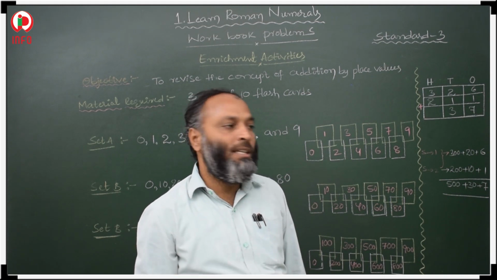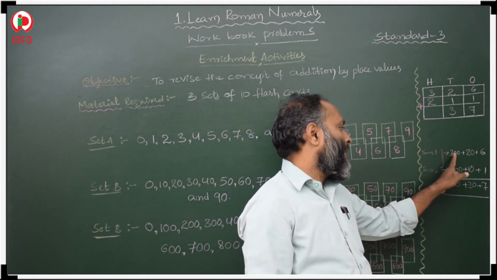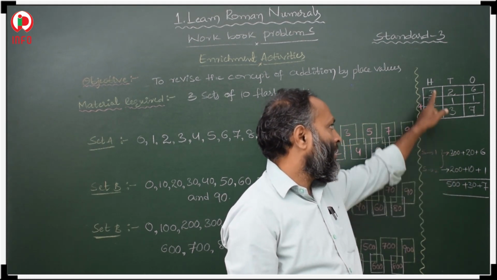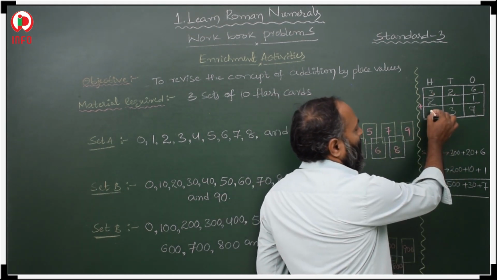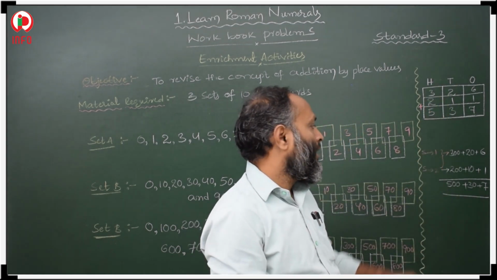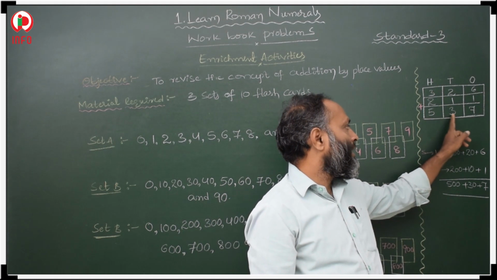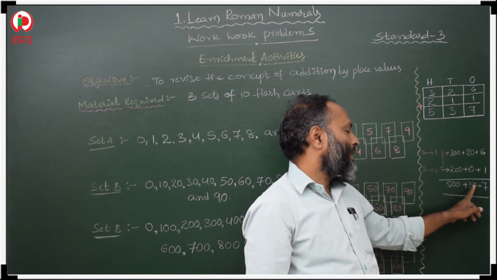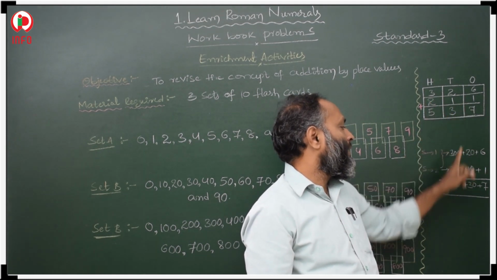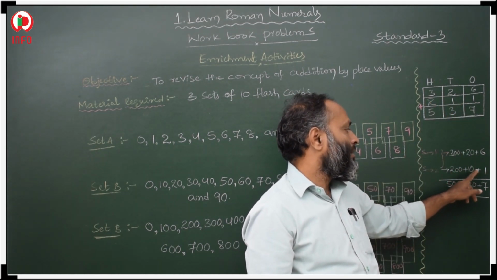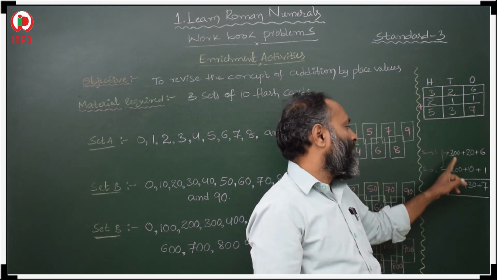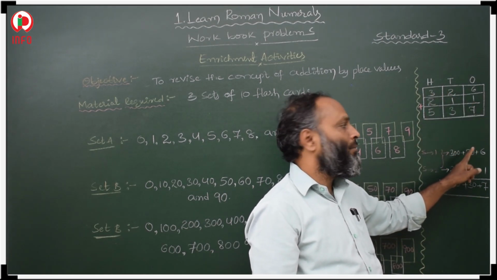3 tens is 30. Again, 300 plus 200 is 500. Here 3 plus 2 is 5, which means 5 hundreds, 500. See, in expanded form 537 is 500 plus 30 plus 7. In expanded form, 211 is 200 plus 10 plus 1. And 326 in expanded form is 300 plus 20 plus 6.